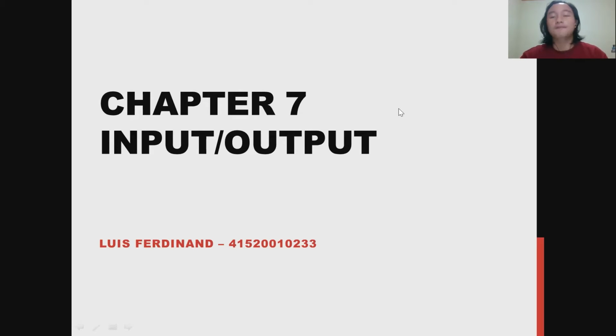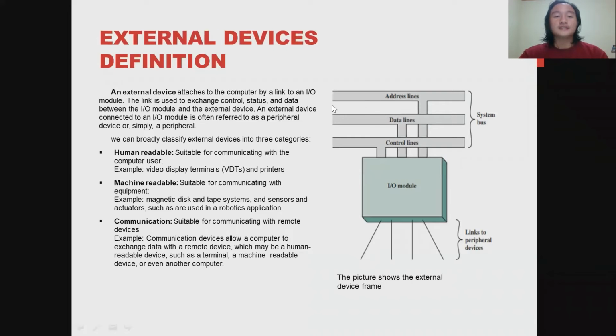Chapter 7, Input-Output. External devices. An external device is attached to a computer by a link to an input-output module. The link is used to exchange control, status, and data between the input-output module and the external device. An external device connected to an input-output module is often referred to as a peripheral device, or simply a peripheral.